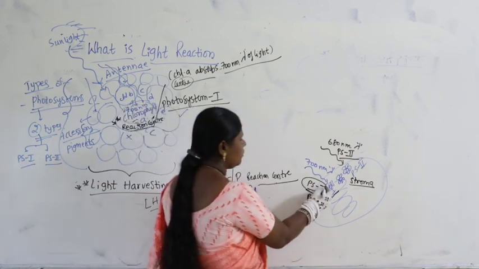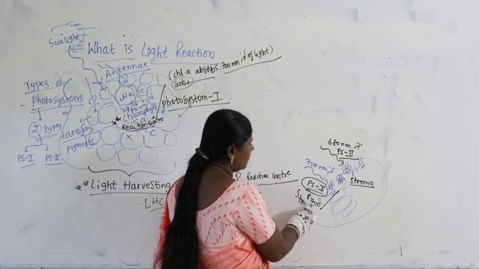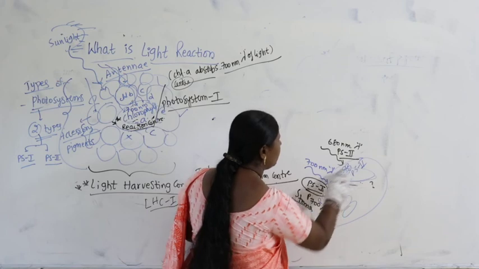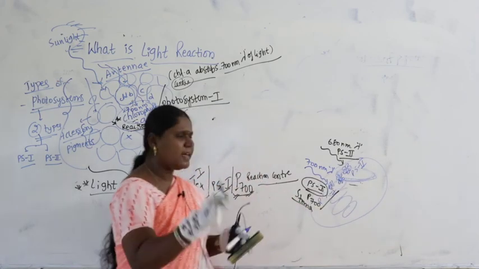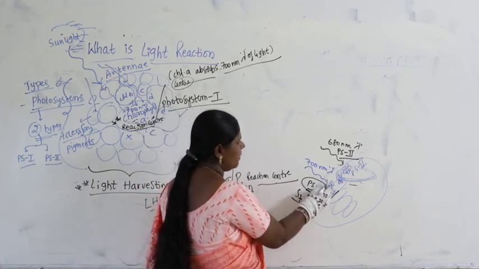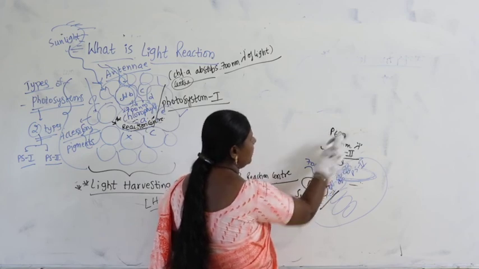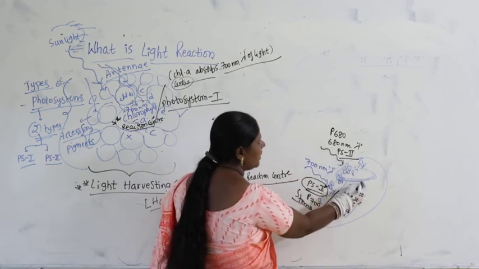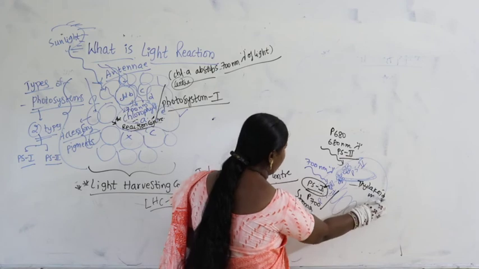So let us take this is present in stroma. Let us take this is present on thylakoid membrane. Where is it present? On thylakoid membrane. Imagine PS1 or P700 is present in the stroma part. P680 absorbs 680 nanometers wavelength of light, it is called PS2. Imagine this is present on thylakoid membrane.